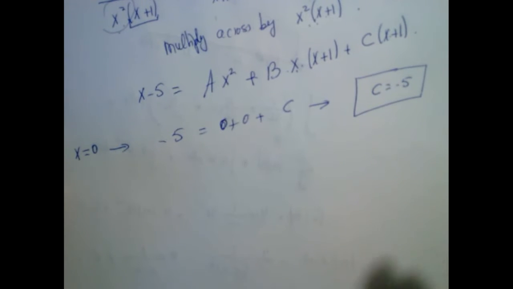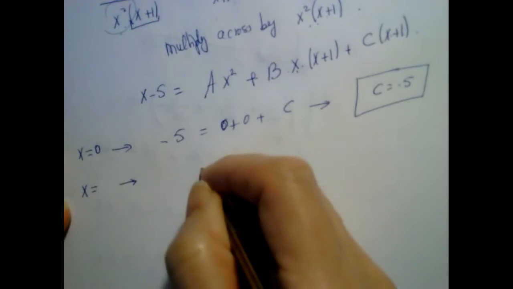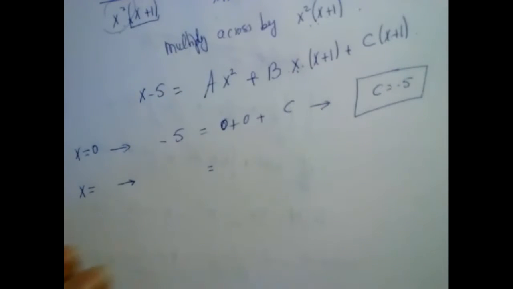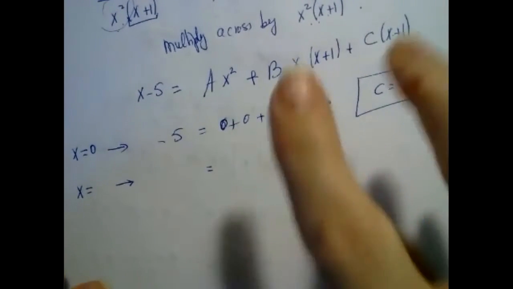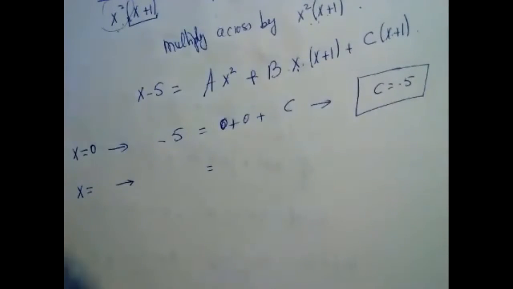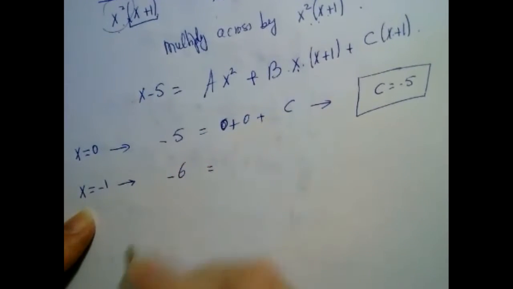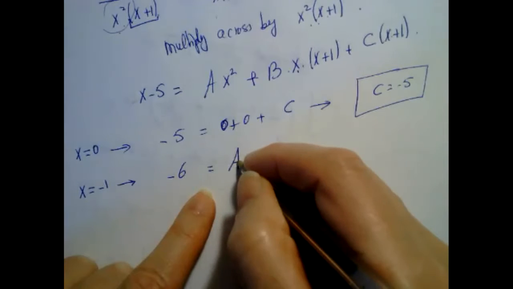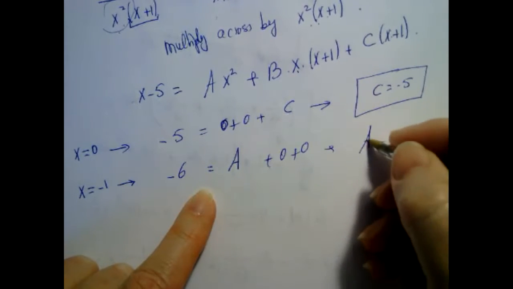And then the other value is, quickly, what's the other value? Negative 1, because I will have those zeros, and I pick up the a. I will have minus 1 minus 6 equal a, basically, plus 0 plus 0. So a is minus 6.